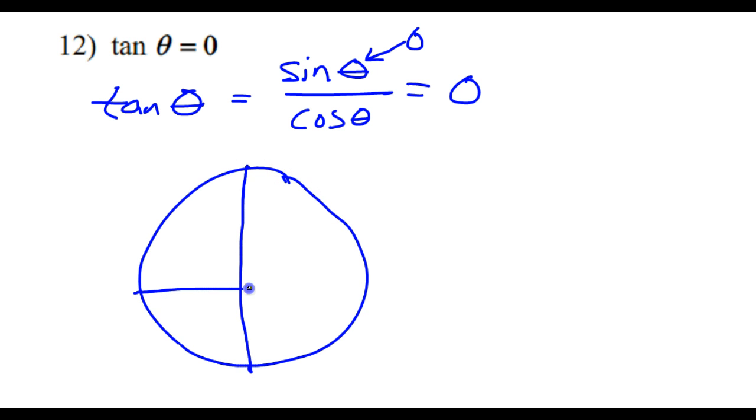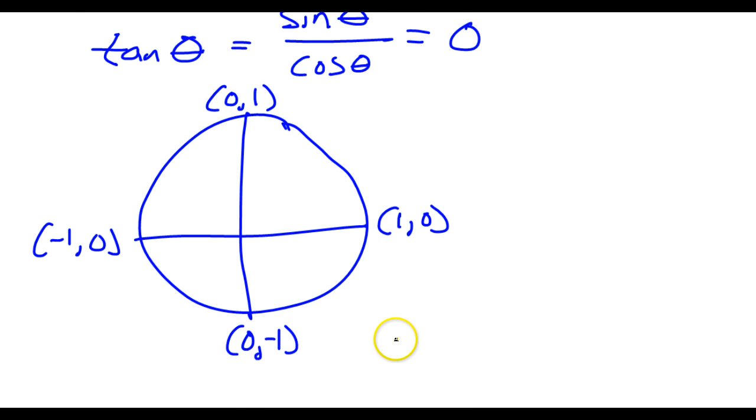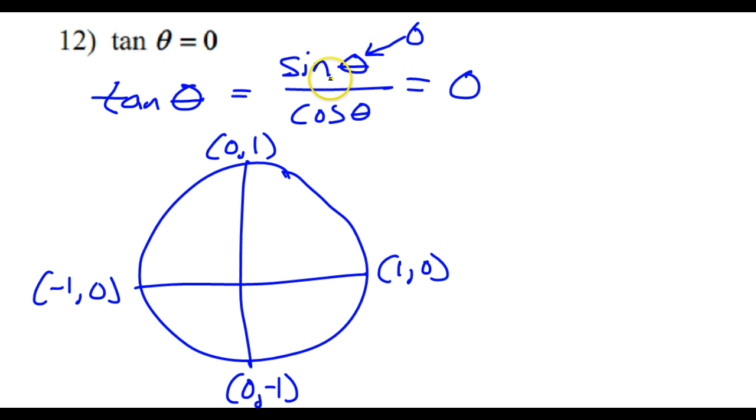All right, so here we go. Remember, right here, the coordinates are 1, 0. Up here, they are 0, 1. Over here, they are -1, 0. And down here, they are 0, -1. Okay? Now, the y value has to be 0. I need 0 over something. And tangent is going to be like 1 over 0, 0 over 1, -1 over 0. Okay? So, these are the 2 locations that I need.